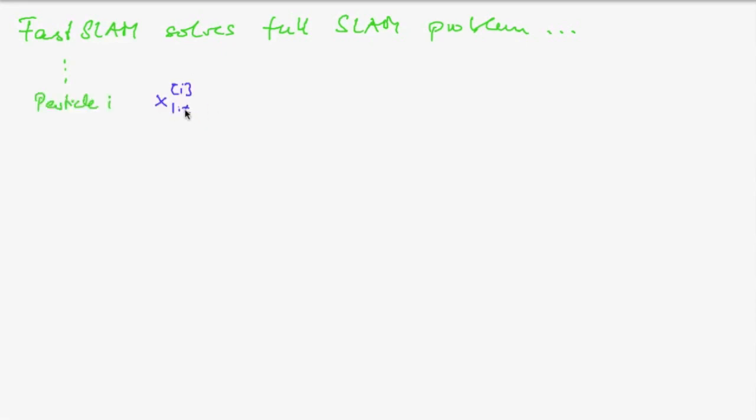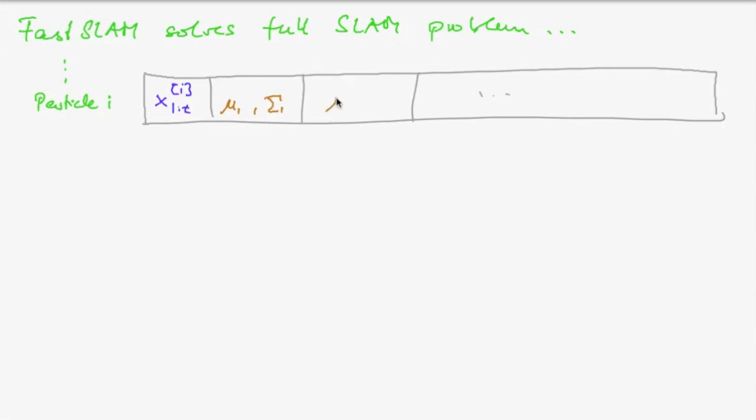Now let me finally give you a remark before we start implementing all this. Sometimes I say that FastSLAM solves the full SLAM problem, and this is because I have a number of particles representing one part of the distribution, and they contain the full path as well as all the landmarks. So this here is the full path.